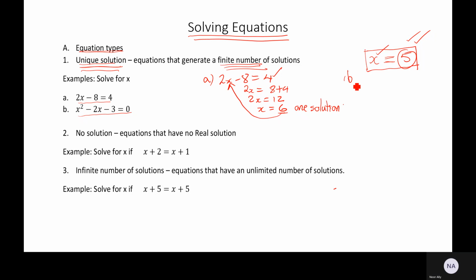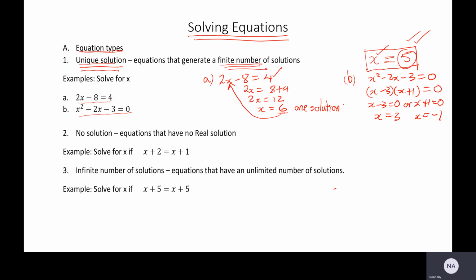For B, x squared minus 2x minus 3 equal to 0. That you identify as a quadratic. You get x minus 3, x plus 1 is equal to 0. Then you're going to say x minus 3 equal to 0, or x plus 1 is equal to 0. You're going to get your two answers, x equal to 3, x equal to minus 1. Now that is a process that you've completed time and time again.